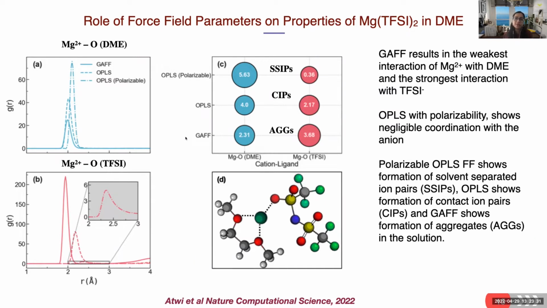If we use GAFF, it suggests that we are forming aggregates. If we use OPLS, it suggests that we're forming contact ion pairs. If we use OPLS with polarizability, it suggests formation of solvent separated ion pairs. And that's why sometimes experimentalists don't trust computational people, because depending on what parameters we are choosing, if we're not careful with that, we can get contradictory conclusions, right?